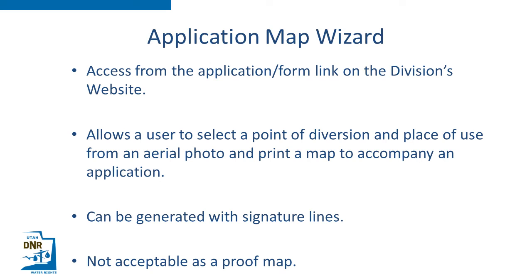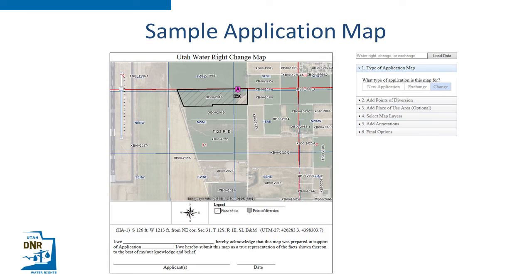Once you go into that map wizard, it brings up an aerial photo of Utah, and you can zoom into your property, and then you can mark the point of diversion, and you can add in the place of use. You can zoom in using some of the search criteria. You can use your mouse and zoom in, find crossroads or roads or other landmarks to help you locate it, or you can search by parcel number or sometimes by address. Please note that the application map wizard cannot be used as a proof map.